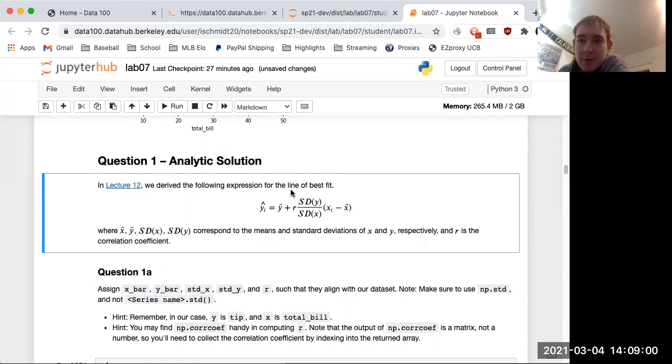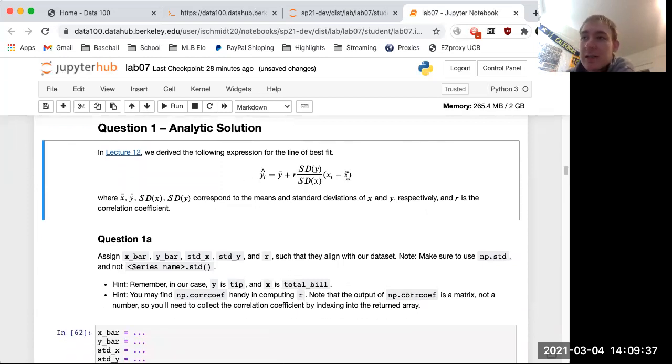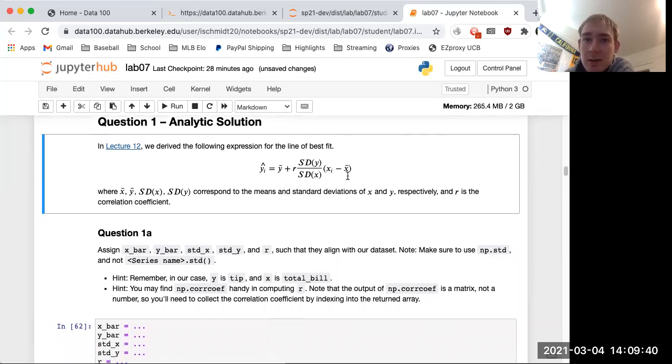In lecture 12, we derived the following expression for the line of best fit, aka the regression line. We have y bar and x bar, the mean of y and x, this correlation coefficient r, and then the standard deviation of y and the standard deviation of x. We calculate all these things, and then we plug in some xi, in this case the total bill for a new party. And then we have y hat i: given this total bill, what's my prediction for the tip? So here's the formula. Maybe it looks kind of crazy the first time you're seeing it. Hopefully this is not the first time you've seen it.